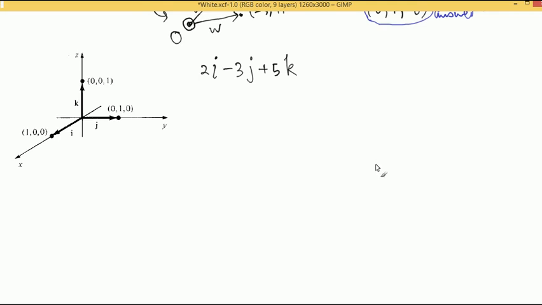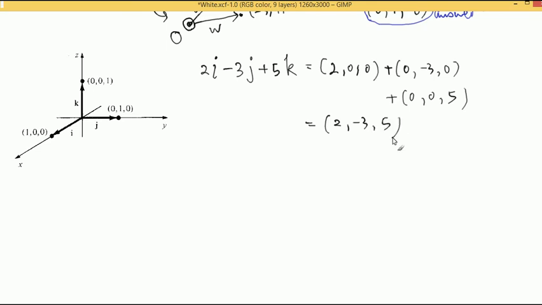But algebraically, it's so simple. So what is this 2i? 2, 0, 0, is that right? What about the second one? 0, negative 3, 0. And the third one? 0, 0, 5. Let's add the components, and what is it? 2, negative 3, 5, right? We know this type of vector, and you can write this a, b, c component as a vector equation like this. So if I have a, b, c, you can always write that vector as scalar a times the standard vector i, scalar b times the standard vector j, scalar c times the standard vector k.